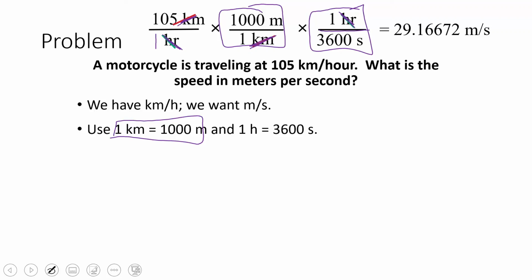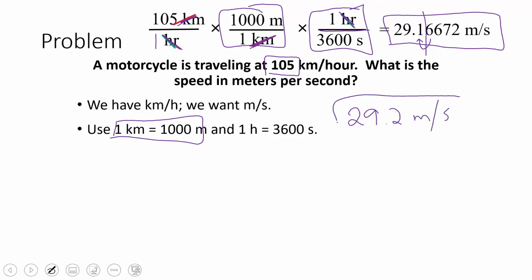So when you plug this into your calculator and you multiply across and you divide going down, your calculator gives you this big answer. And again, we need to be careful to not finish there. We need to go back and figure out how many significant figures did I start with. And I started with 3, so I need to finish with 3. So I'm just going to say, okay, that 6 is going to do what to that 1? 29.2 meters per second, and then circle your final answer.